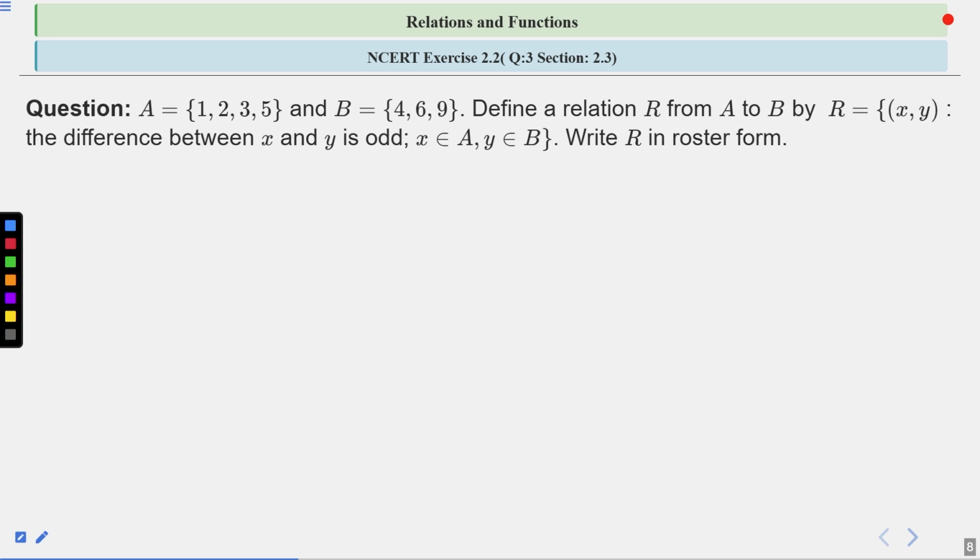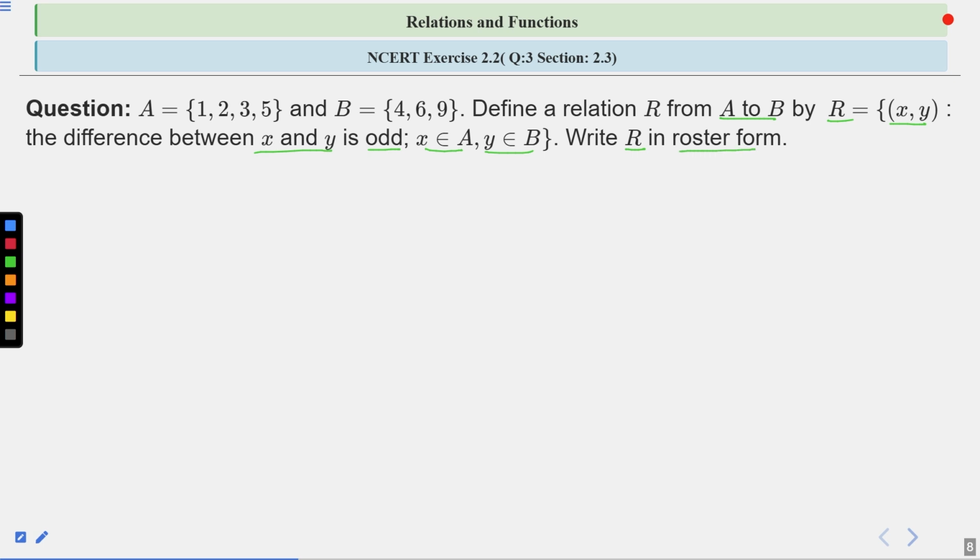This question. So set A is given to us with 4 elements 1, 2, 3, 5. Set B with 3 elements 4, 6, 9. And define a relation from set A to set B in this manner: the collection of all ordered pairs (x, y) such that the difference between x and y is odd, where both x belongs to A and y belongs to B. Write this relation R in roster form.